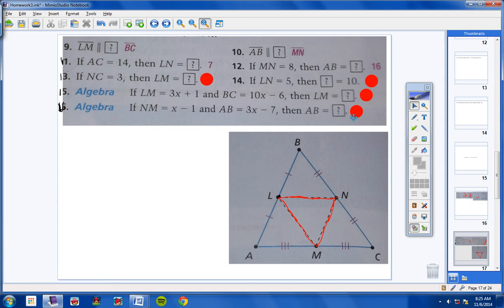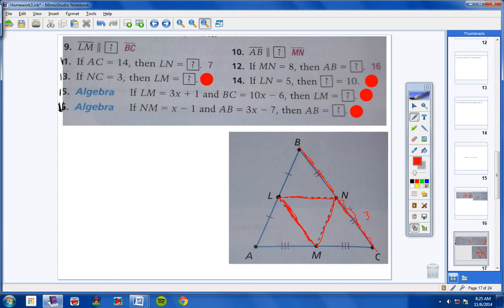Okay, number 13. NC is 3. Here's NC right here. NC is 3. What is the length of LM? Now, guys, look carefully. Here's LM right here, parallel to the side here.